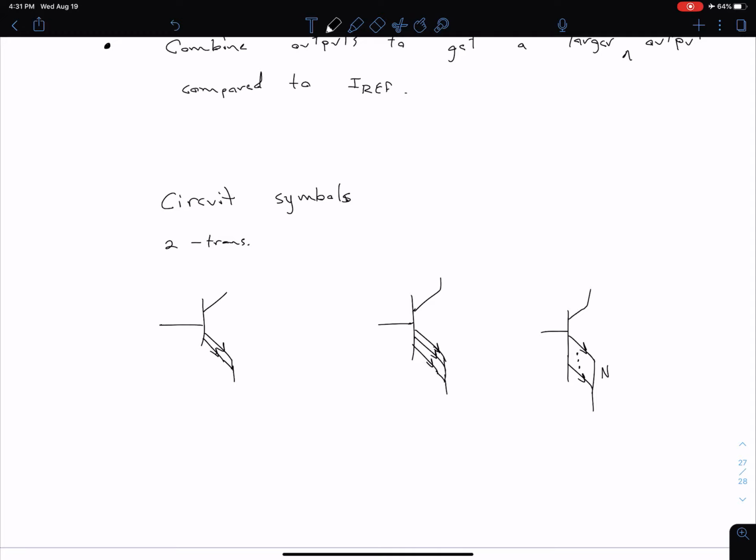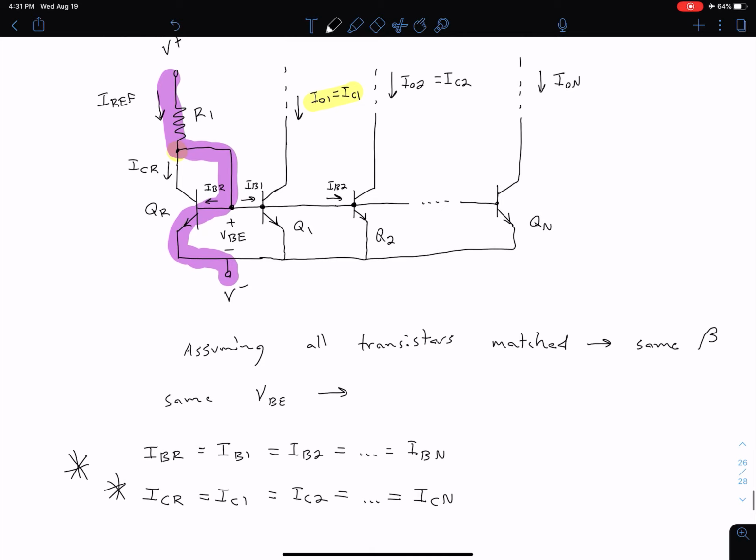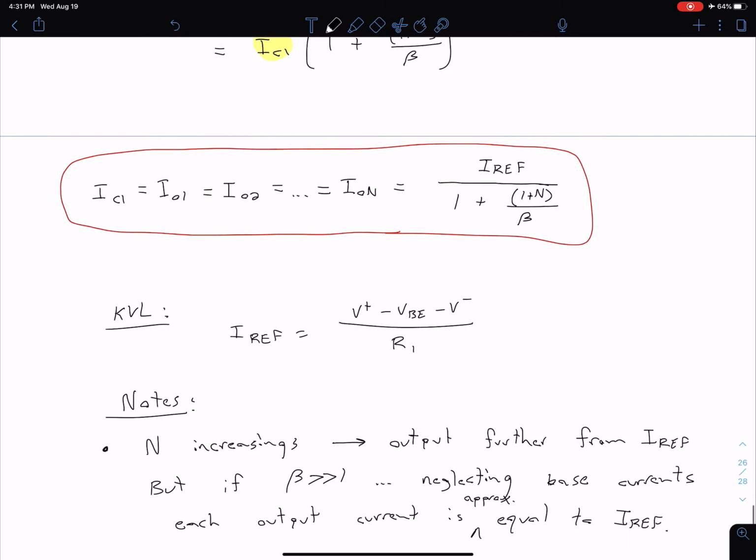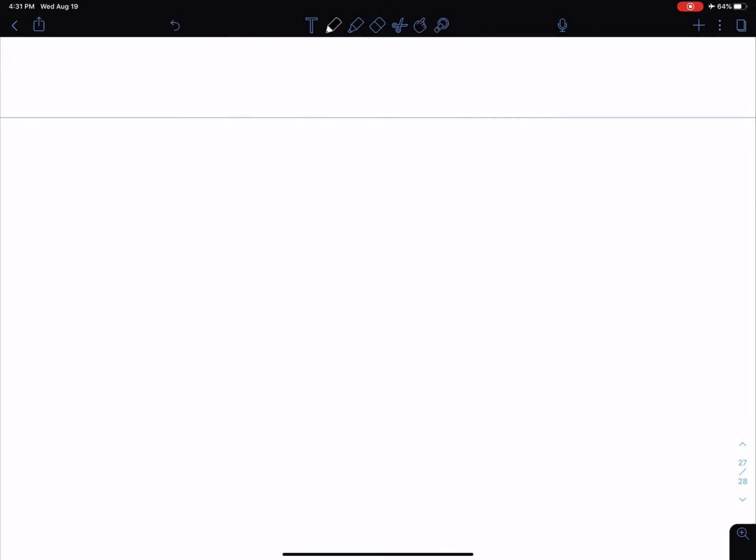So if you ever see that in a circuit diagram, that's what that is referring to: N transistors connected how they are in this multi-transistor current mirror.